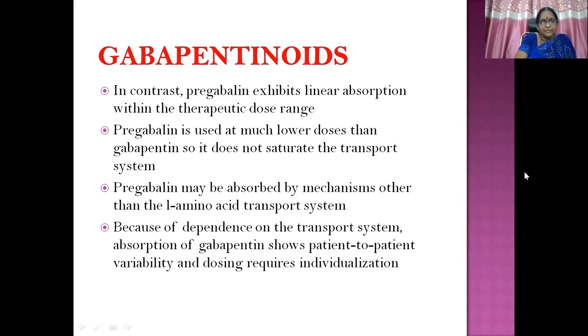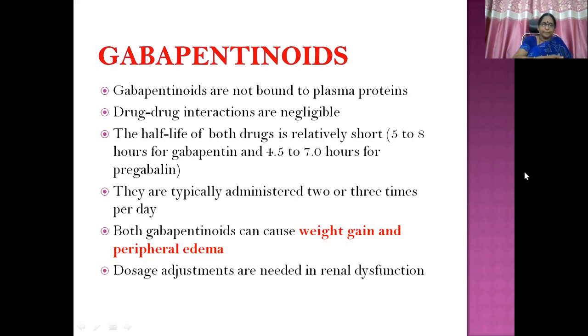Then because of dependence on the transport system, absorption of gabapentin shows patient-to-patient variability and dosing requires individualization. That is the difference between gabapentin and pregabalin. So that is a saturating system of pharmacokinetics, and this is a non-saturating system, which follows linear pharmacokinetics. Because of the saturating phenomenon, there is a patient-to-patient variation in the response. So we need to adjust the dose individually.